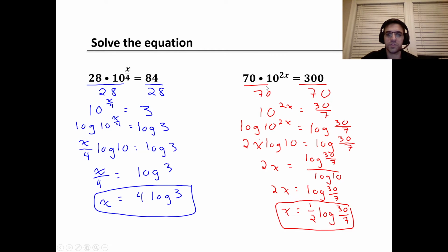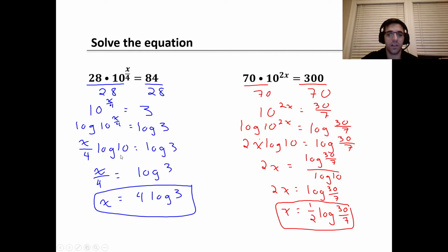Couple more examples, same procedure. I'm going to first divide each side by 28 to get the exponential by itself. I'm going to take the log of each side. Bring the exponent down as a coefficient of the log. Divide each side by a log of 10.